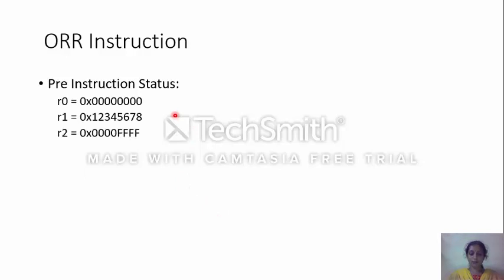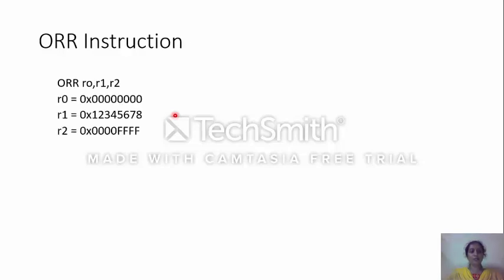So how will the instruction be executed? ORR instruction status. Similar to our previous example, I have taken the same numbers here. The only thing is that instead of AND, here we are going to perform the operation OR. So can you perform the operation? Can you give me the result? Okay. So now how will the instruction be executed? ORR R0, R1, R2.